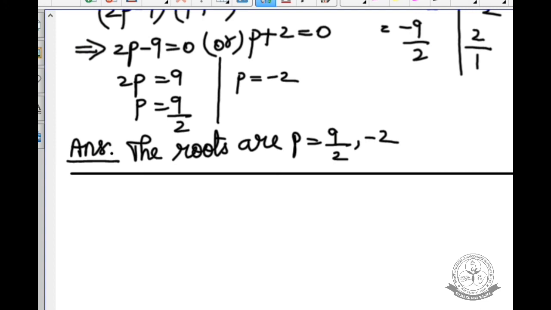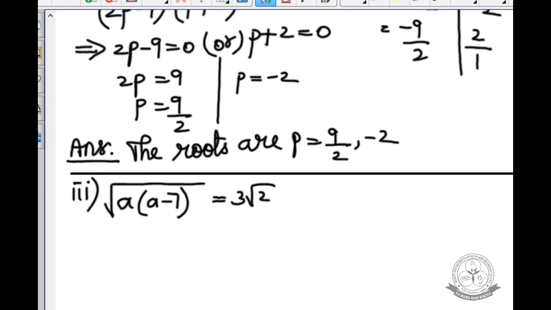Third subdivision, third one: square root of a into a minus 7 is equal to 3 into root 2. We don't want the square root symbol, so squaring on both sides. To remove the square root, you have to square both sides.